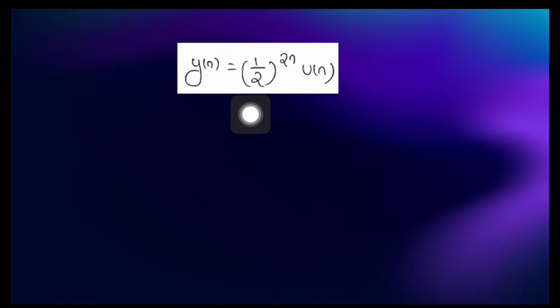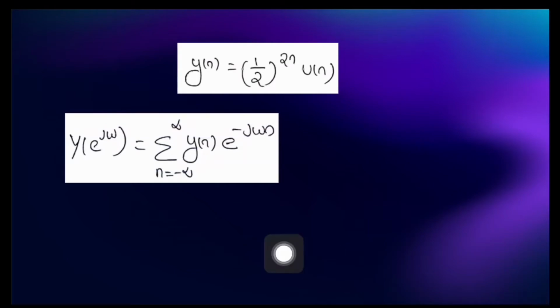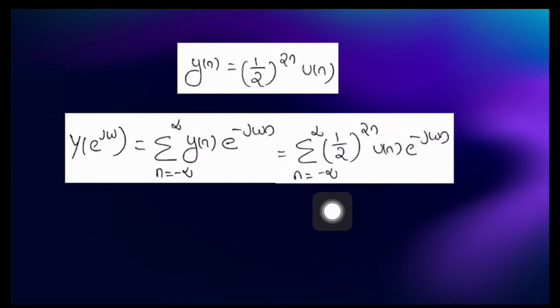Now we are going to find out Fourier transform of this signal y of n. Fourier transform of a discrete time signal y of n is mathematically defined as Y of e raised to j omega is equal to sigma n equal to minus infinity to infinity y of n e raised to minus j omega n. When we replace y of n with 1 by 2 all raised to 2n u of n, we get Y of e raised to j omega is equal to sigma n equal to minus infinity to infinity 1 by 2 whole raised to 2n u of n e raised to minus j omega n.